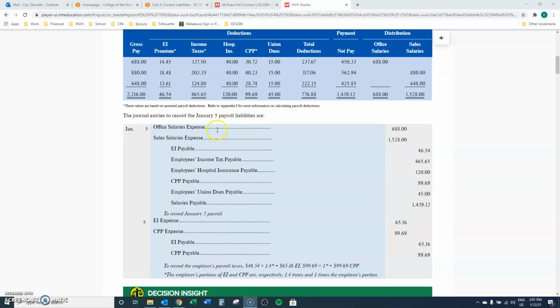So you have the amount owed. Well, this is what they've earned, so they have it broken out with office salaries and sales salaries expense. And then the amount payable, this is the employee's portion, that's for EI, income tax, hospital insurance, CPP, union dues, and then the amount payable to the employees. But then the employer also has to pay EI and CPP, so they record that as an expense, and that gets added to the amount payable. So for example, for EI payable, there's the amount from the employee and the amount that the employer owes.